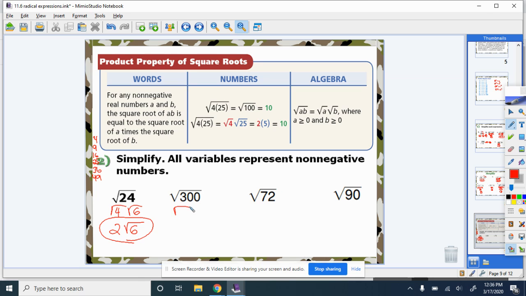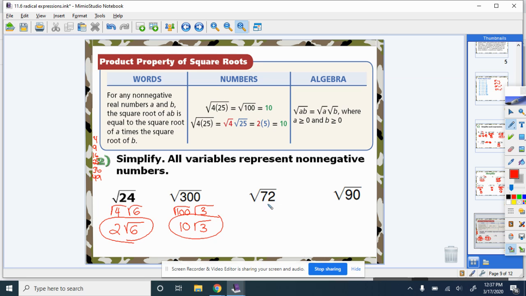For 300, the largest perfect square that would work would be 100. Root 100 times root 3. The square root of 100 is 10, and I leave the root 3. Now I know 25 might work, but we want the largest perfect square possible, 100 in this case.